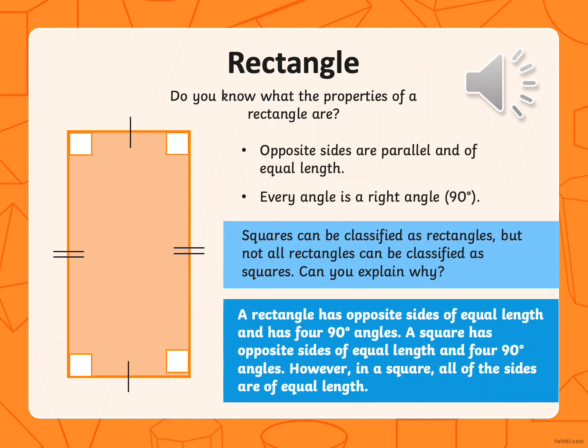So the next quadrilateral we're going to look at is a rectangle. Tell me the properties of a rectangle. What do you know? So opposite sides of a rectangle are parallel and of equal length, and every angle is a right angle.